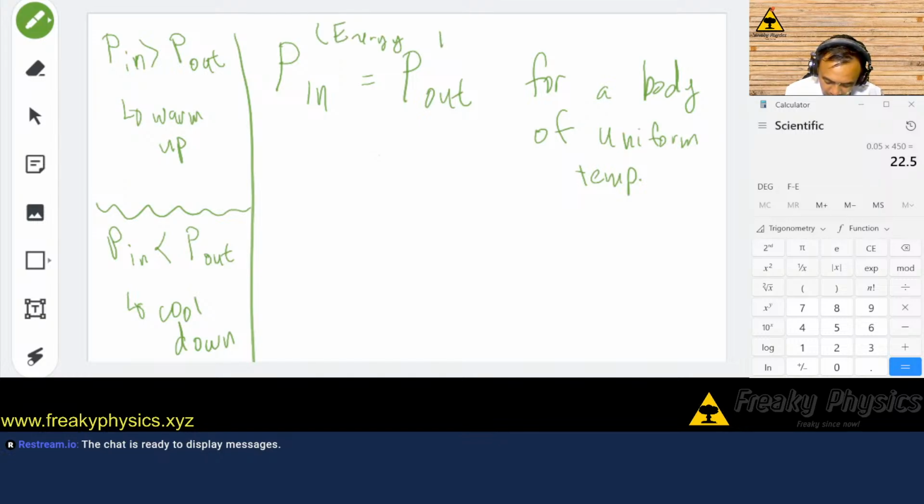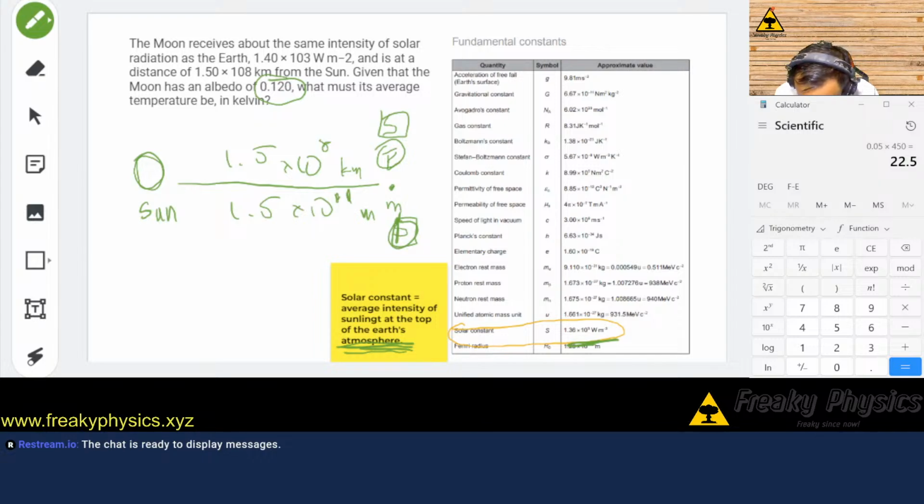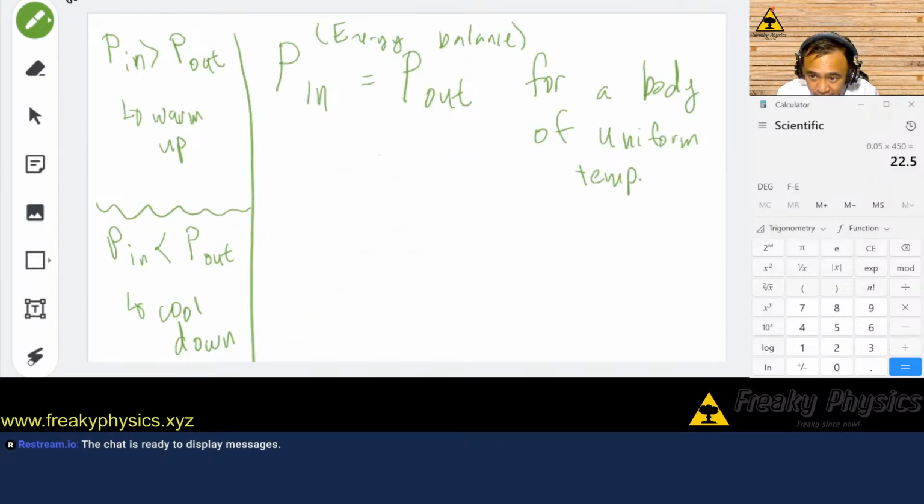So in energy balance, in this case, let's take a look at the formula sheet again. If we go back here, sorry, not that value. We'll use the formula in the data booklet.